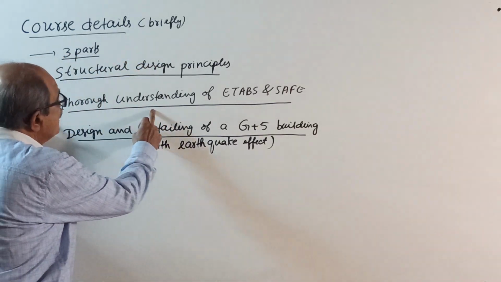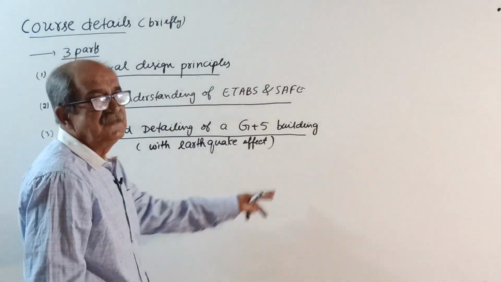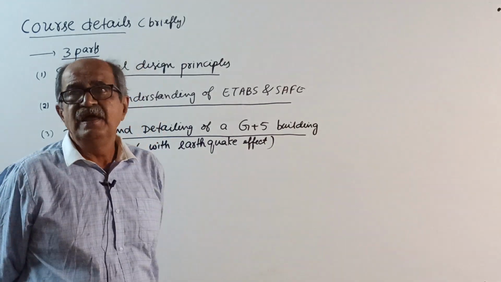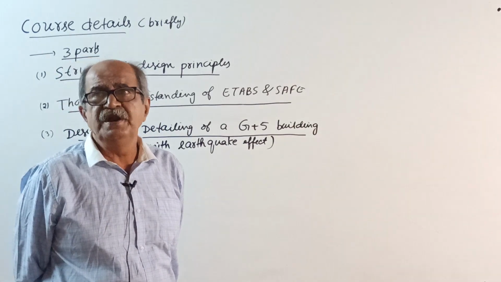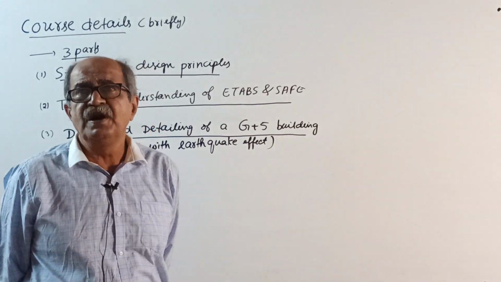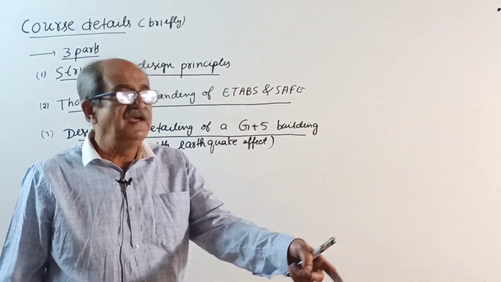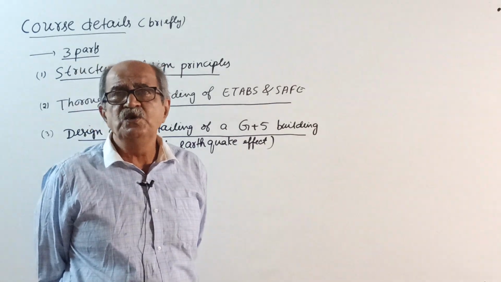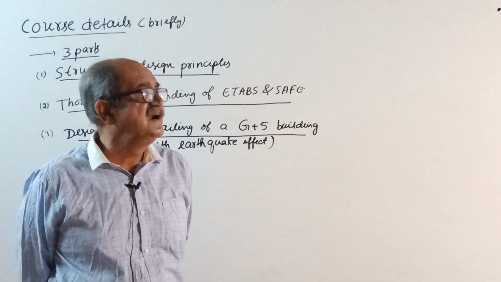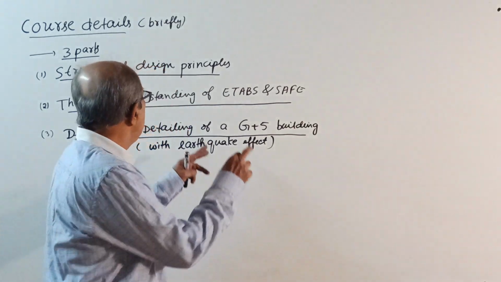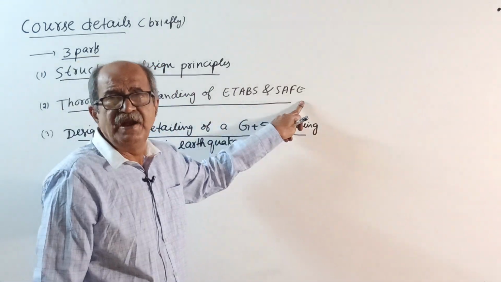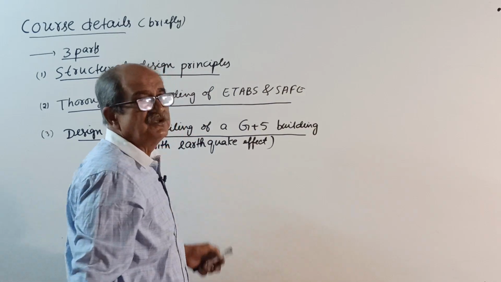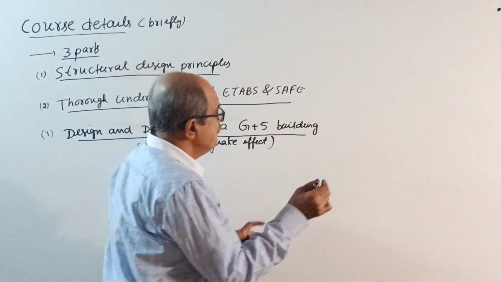Second part is thorough understanding of ETABS and SAFE. Here, all the basic tools, controls, and then how to create a joint, how to create a member, how to assign the properties, how to assign the loads, how to analyze. Once you get analysis, how to get the results, how to understand the results. And remember, so many examples when you analyze by ETABS and SAFE, before that we would have done it in the basic principle course. Suppose, for example, I will tell a simple example.